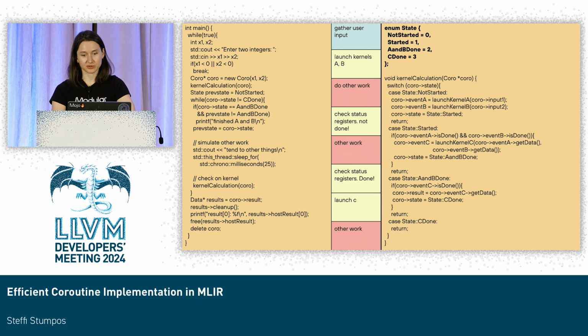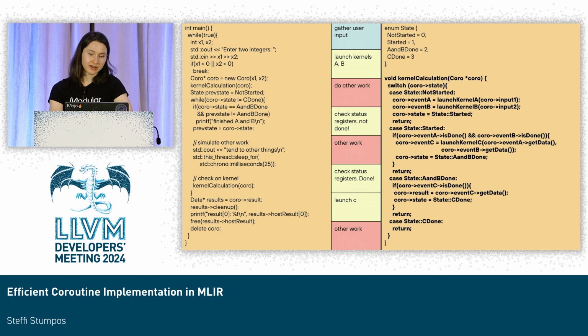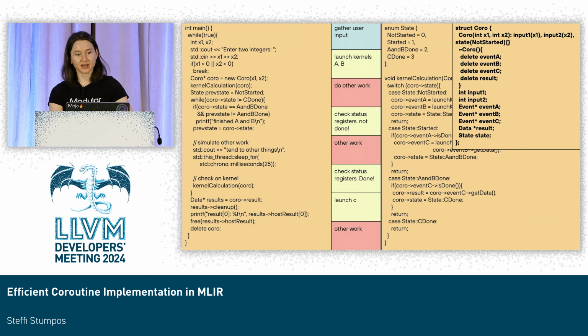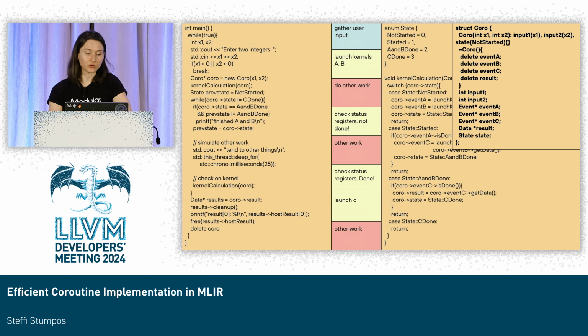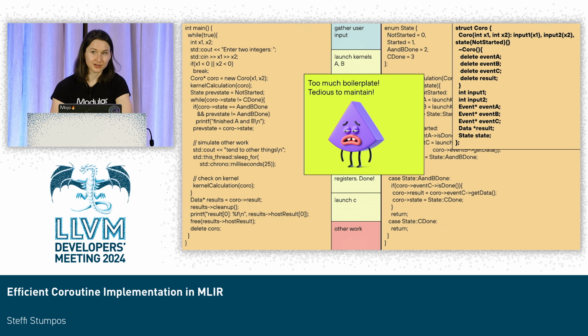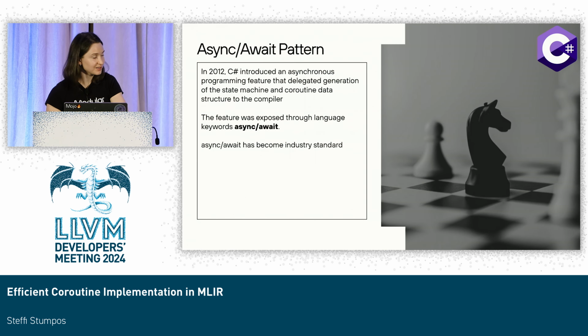So what do we have to do to accomplish this? Well, I had to introduce some states. I had to turn my function into a state machine. And then I had to write a struct to store all the intermediate state. So there's a lot of work to transform this into something that's interleavable. And it's too much boilerplate, it's tedious to maintain. But luckily, compilers are really good at tasks like this.